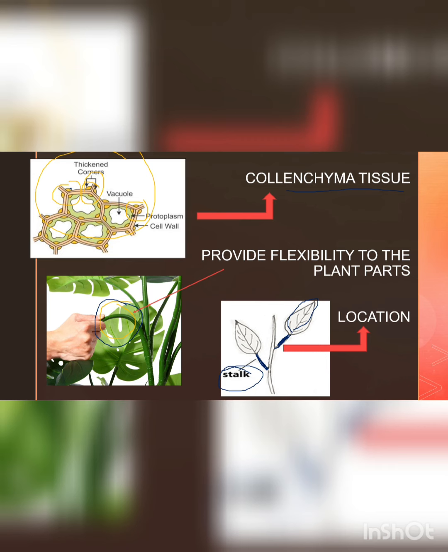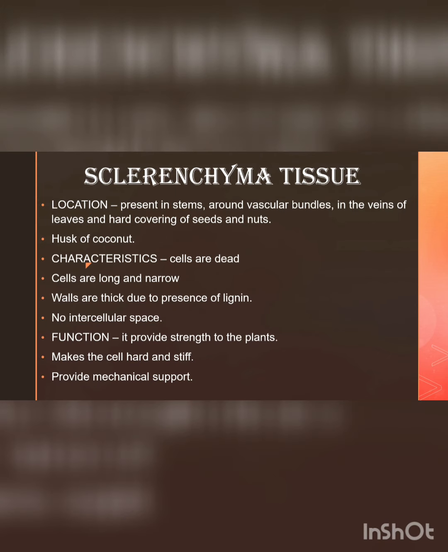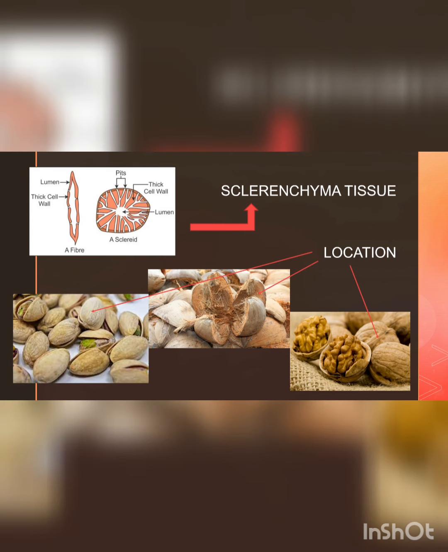Okay, so next is your sclerenchyma tissue. This sclerenchyma tissue is majorly present in the stems, around the vascular bundles and veins of the leaves, and in the hard coverings of seeds and nuts. Here you see the structure of sclerenchyma tissue, and you can see that it is an elongated structure. Very important is that this sclerenchyma tissue is dead tissue, and it consists of a thick cell wall. You can see the cell wall present here is very thick.